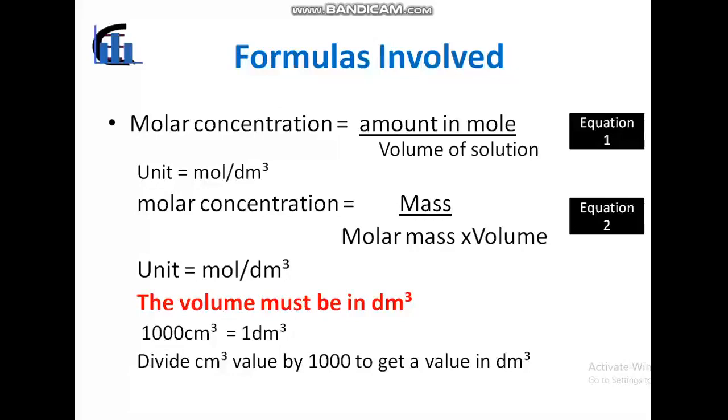However, they might give you the volume in cm cube in the problem, and you are expected to convert it to dm cube. To convert cm cube to dm cube, you divide the cm cube value by 1000 to get a value in dm cube.